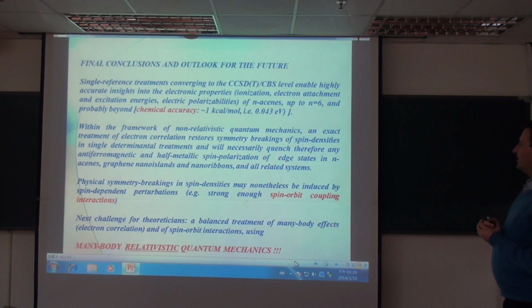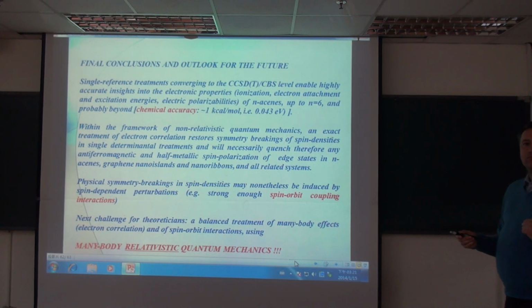Also, it has been made clear that within the framework of non-relativistic quantum mechanics, an exact treatment of electron correlation must restore symmetry breaking of spin densities in single determinantal treatment, and this will necessarily quench, therefore, any antiferromagnetic and half-metallic spin polarization of H states in A-scenes, graphene nanoislands and nanoribbons, and all kind of related systems.